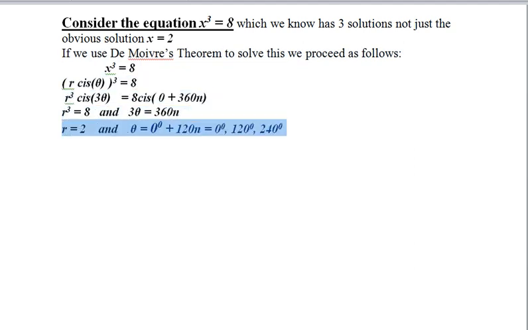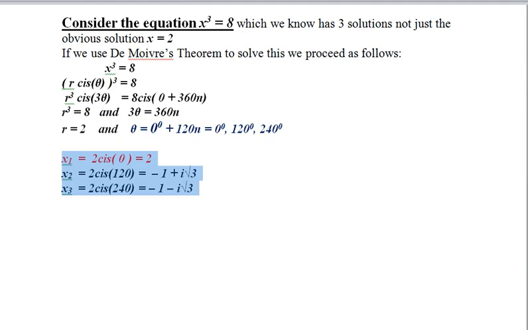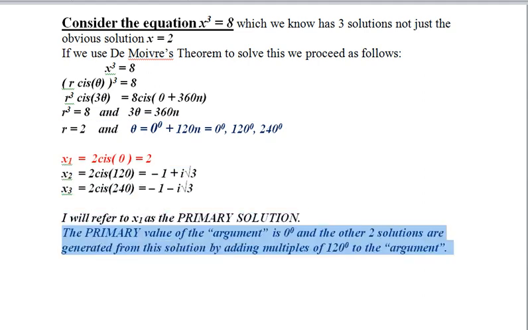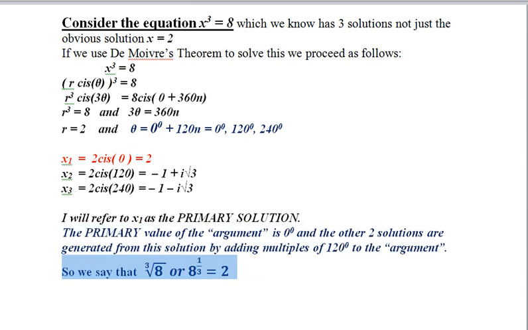And the three solutions are these. I'll refer to x1 as the primary solution. The primary value of the argument in this case is 0 degrees, and the other two solutions are generated from this solution by adding multiples of 120 degrees to the argument. So we say the cube root of 8 is 2.